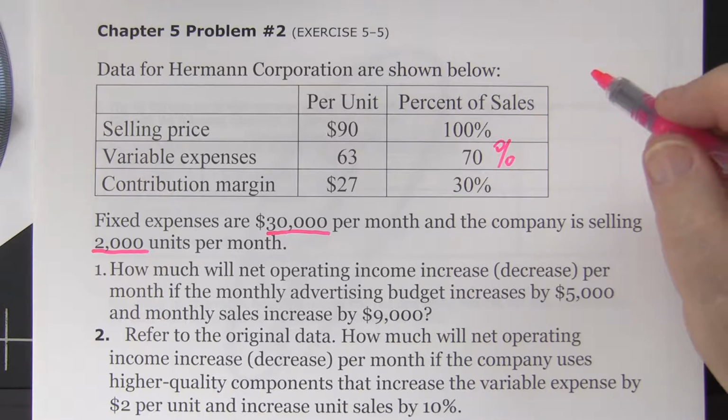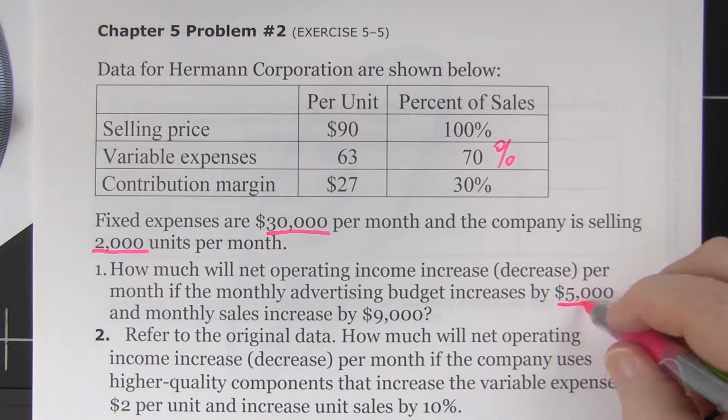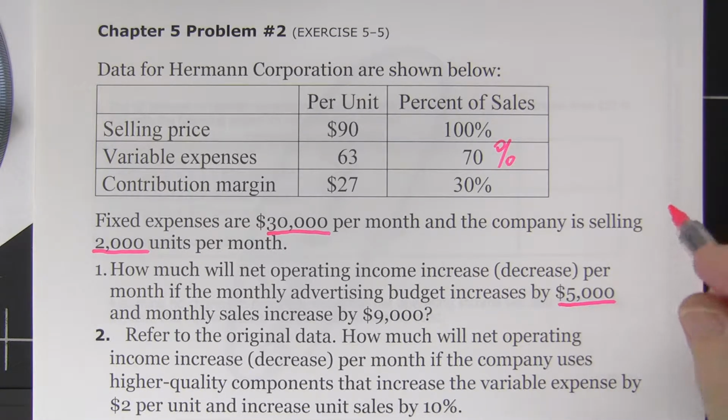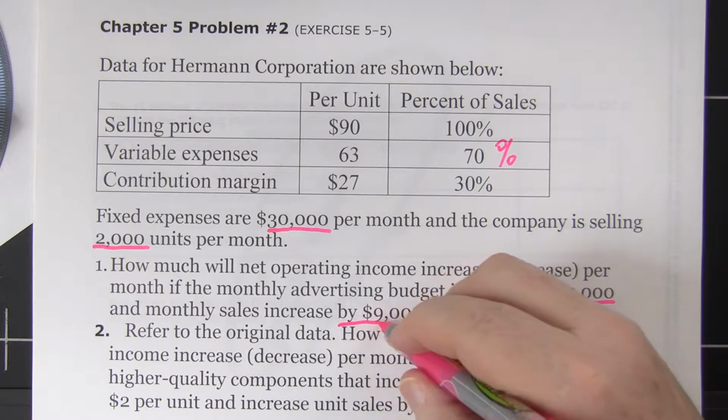Now they want to know, how will the operating income change if the budget increases by $5,000 because of advertising? Advertising is usually a fixed expense because it doesn't vary unless the advertising is something like a coupon that you send in with each sale. But generally, like newspaper advertising or television advertising, that's a fixed expense. And monthly sales will increase by $9,000.